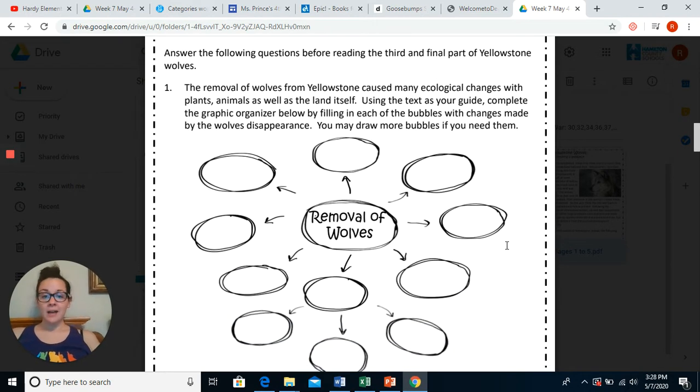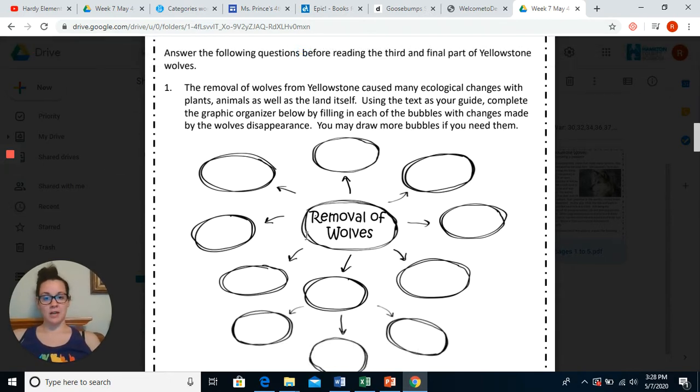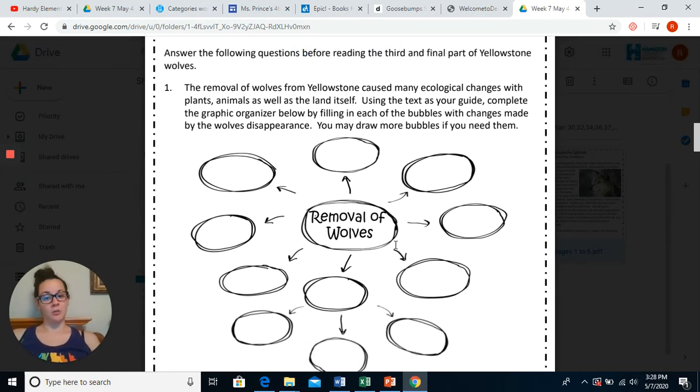If you have your packet from school this week, I want you to pull out this page and answer it on your own. If you do not have a packet, if you weren't able to go and pick one up this week, I want you to draw this on a blank piece of paper. It can be notebook paper, construction paper, the back of a paper bag, anything you have at home. Get a pencil or pen or marker and draw this. Write removal of wolves in the middle, circle it, and then draw several arrows going out to other circles.